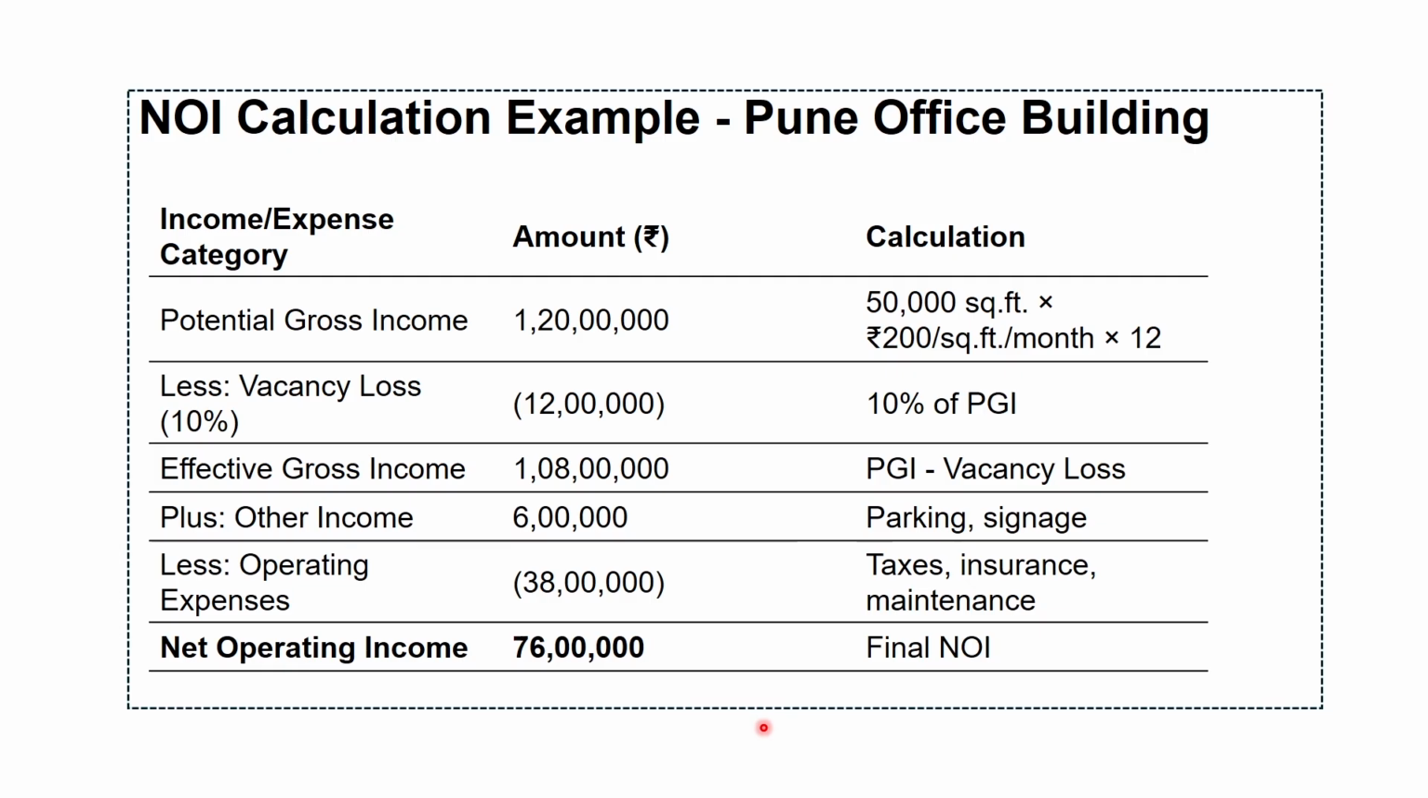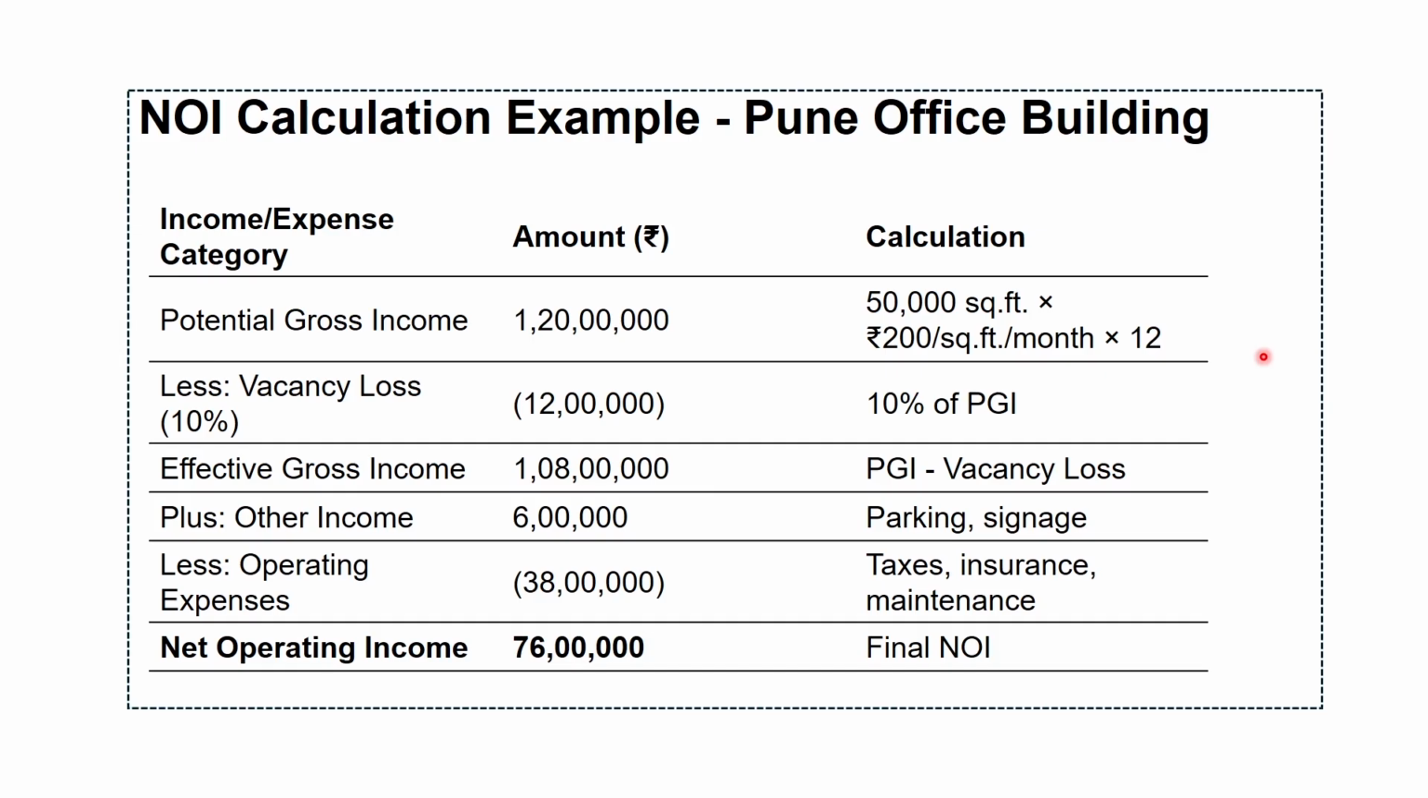Starting with the potential gross income, 50,000 square feet times 200 rupees per square foot, right? Times 12 months gives us 1.2 crores annually. This assumes 100% occupancy at the current market rent of 200 per square foot per month, which is reasonable for good quality office space. We then subtract vacancy and collection loss of 10%.